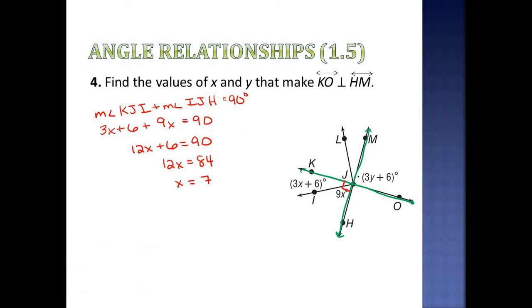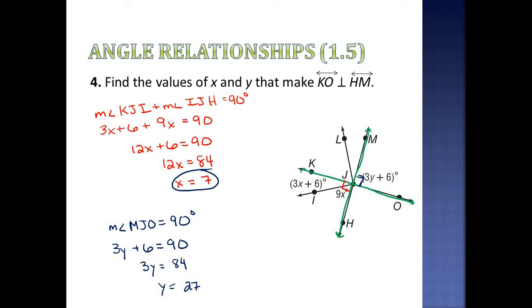We again assume that these two lines are perpendicular, so the measure of angle MJO is 90 degrees. So 3y plus 6 equals 90. Solve for y: subtract 6 from both sides, we get 3y equals 84. And then divide by 3, we get y to be 27. And those are our answers. Okay?